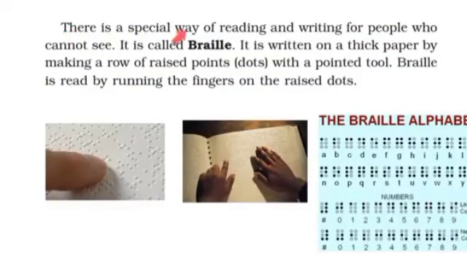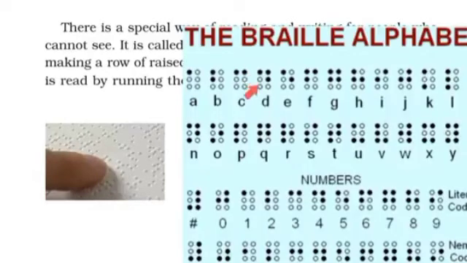There is a special way of reading and writing for people who cannot see. It is called Braille. It is written on a thick paper by making a row of raised points or dots with a pointed tool. Braille is read by running the fingers on the raised dots. People who cannot see run their fingers over the dots and read the text.